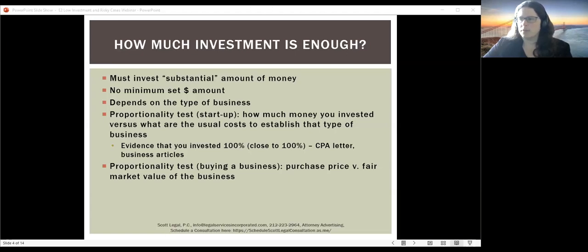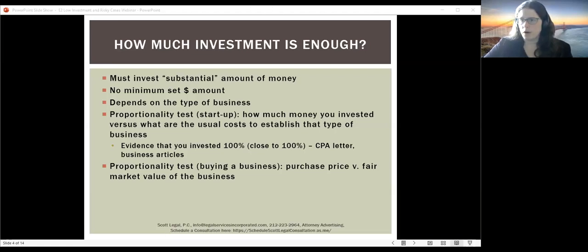As I described earlier, they will look at a proportionality test. How much money have you invested versus the total cost to set up that type of business? And if you have a low investment amount, you want to be able to argue that you have invested 100% of the cost to set up that type of business, or close to 100%.